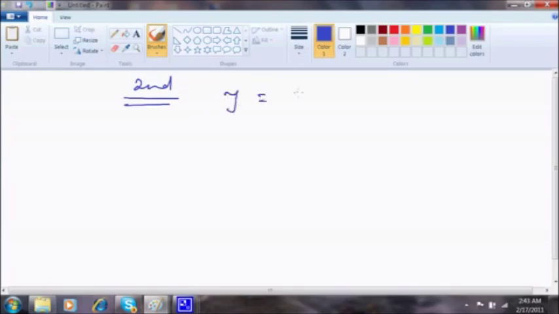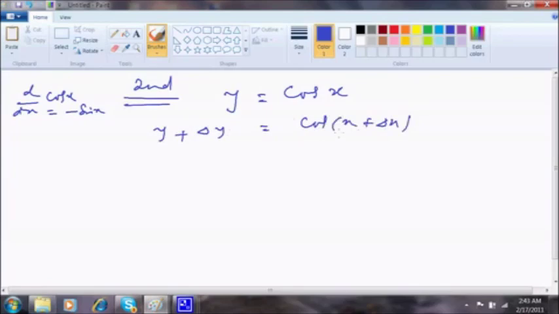Now y equals cos x. I'm going to prove dy/dx of cos x is minus sin x. So going normally, y plus delta y is cos of x plus delta x. If y increases a bit, x also increases a bit. Some books write delta y as del y. They hardly make any difference.